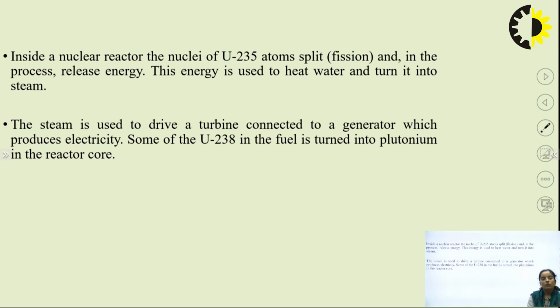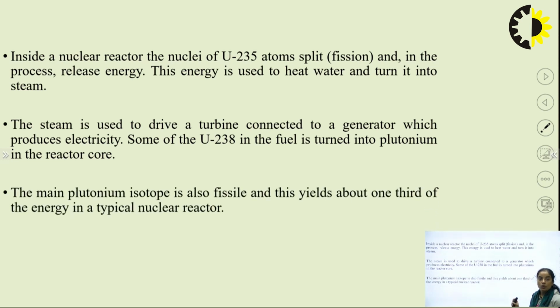Okay, so some of the U-238 in the fuel is turned into plutonium. That we had seen in the fuel cycle diagram. Some of the uranium will be converted into plutonium in the nuclear reactor.